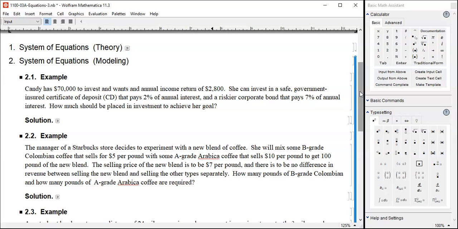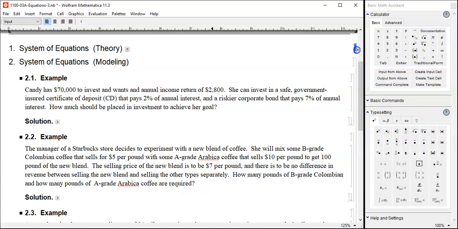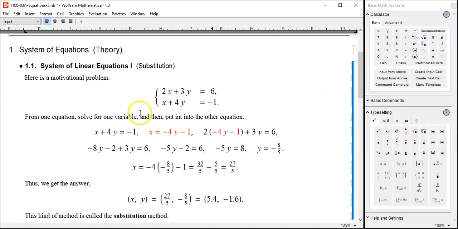How much should be placed in each investment vehicle, I think? No. It reads exactly the same way in our textbook. Okay, all right. So how do you set up? Well, let me open up the system of linear equation.